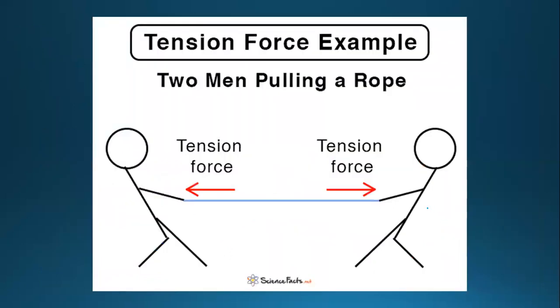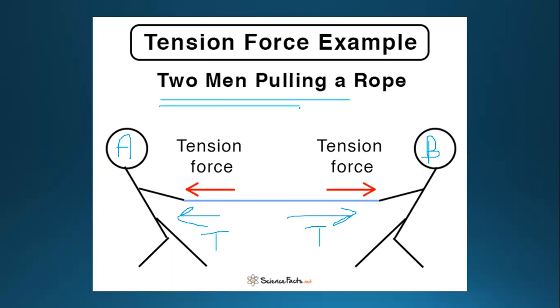Tension force का एक और example वही same है, two people playing tug of war, person A and person B. तो उन दोनों में क्या है? There is a force of tension. इधर भी tension है, इधर भी tension है, represented by a capital T, and this is when two men are pulling a rope.